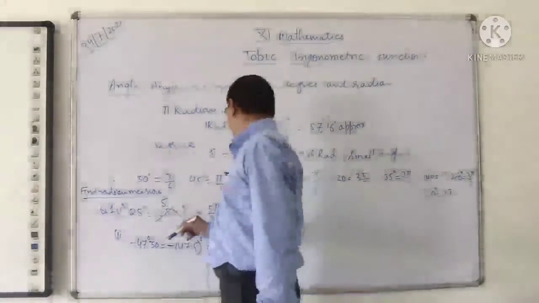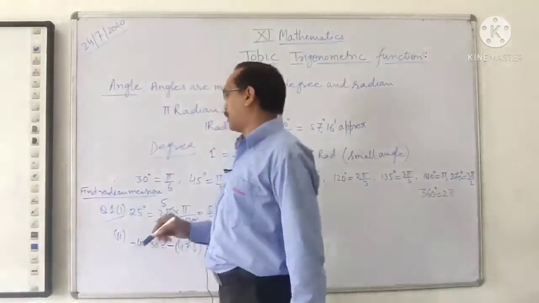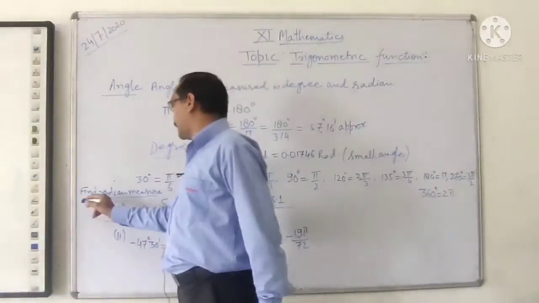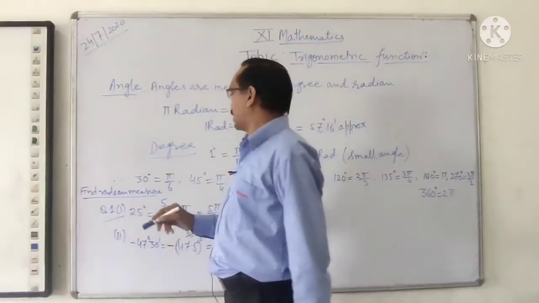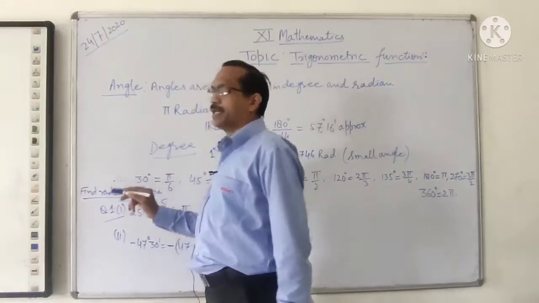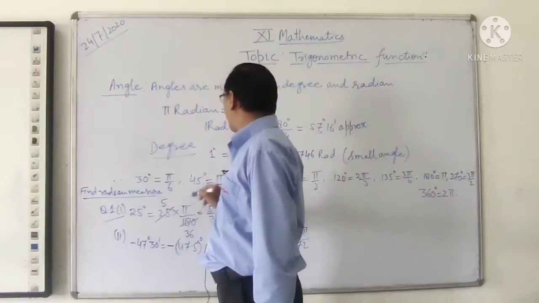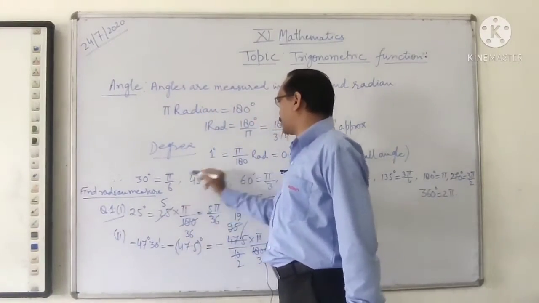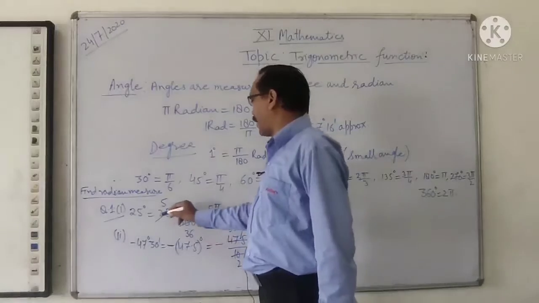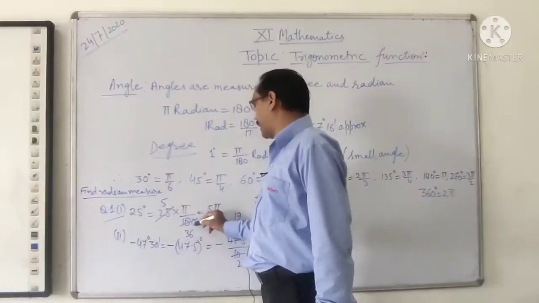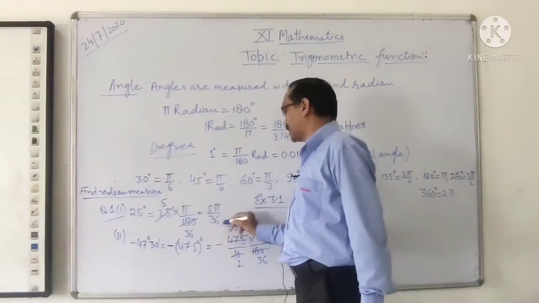Now come to the exercise. It is exercise 3.1 in which we will learn about the radian measure. The question is, convert the degree into radian measure. Question number 1, first part, 25 degree. You have to convert 25 degree into radian. So it is 25 into pi upon 180, because 1 degree equals pi upon 180. Then we will simplify it. 5 5s are 25, 5 3s are 15 and 5 6s are 30. So it is 5 pi upon 36 radian.